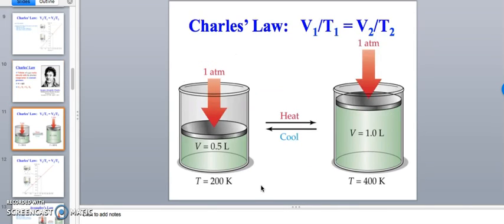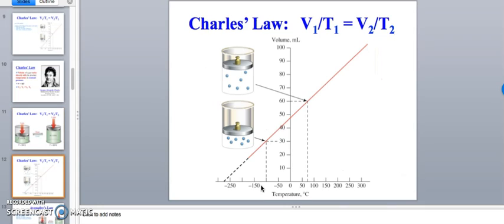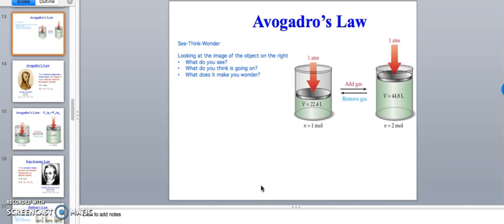Again, just a diagrammatic representation. All good with this one. Now, last one is Avogadro's law. I'm going to leave you with the same question. What do you see? What do you think is going on? And what does it make you wonder? I'll give you 3 minutes for this again.